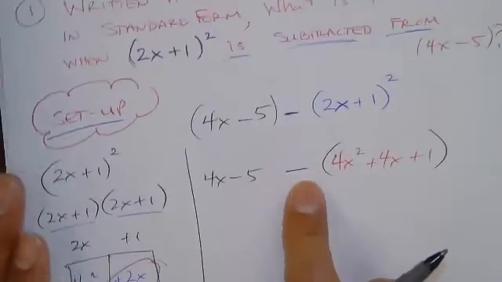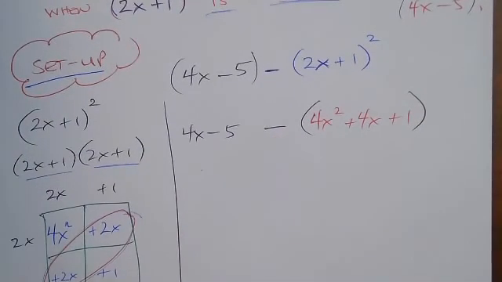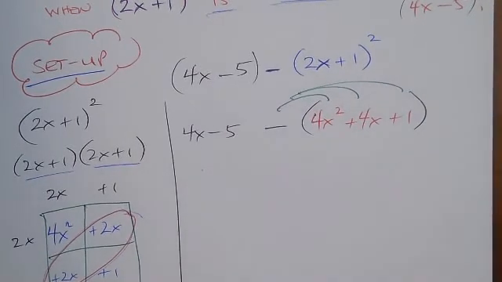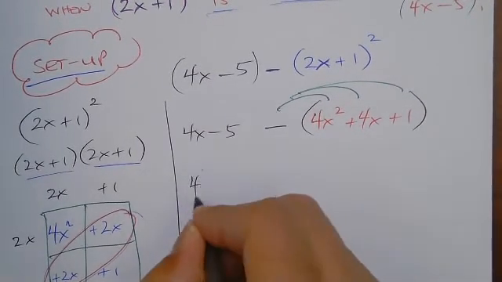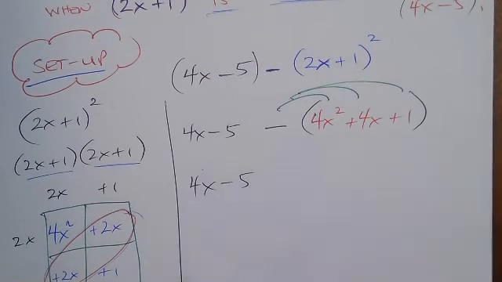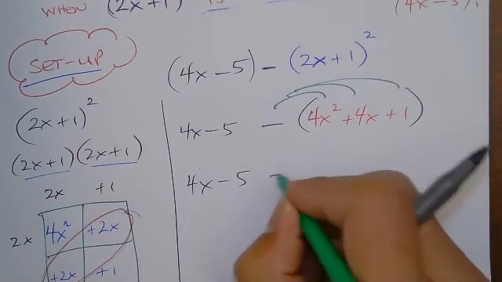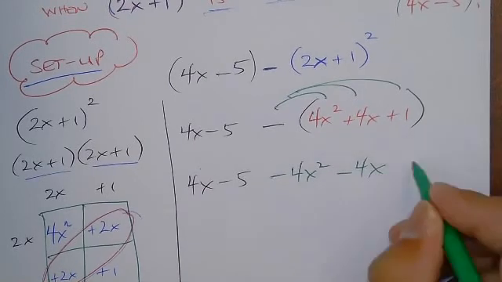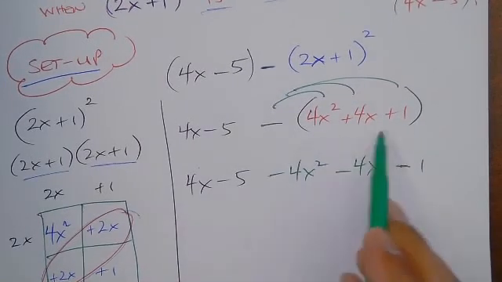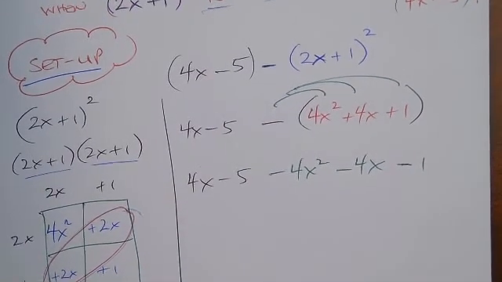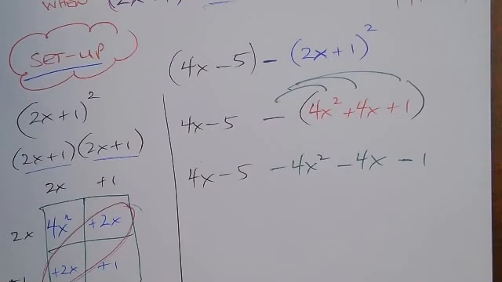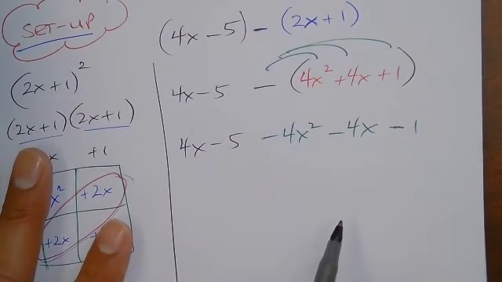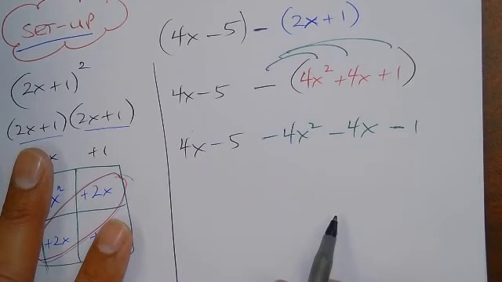If it was plus, it wouldn't change anything, but when it's subtract, you gotta watch out right there. So this negative is going to have to go to all of them. The negative just switches all the signs. We've seen that before. So really the problem is 4x minus 5 minus 4x squared minus 4x minus 1. You got to change all the signs. Okay. And then we've learned how to combine like terms and do this.